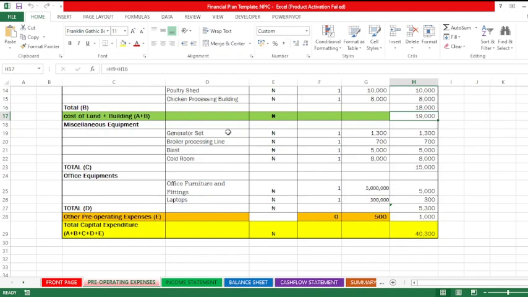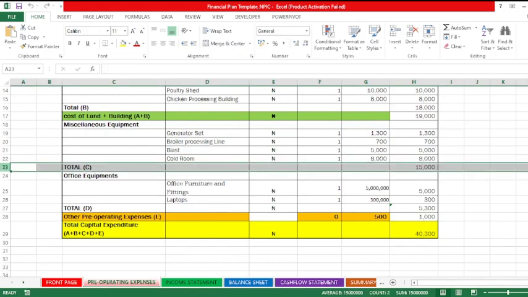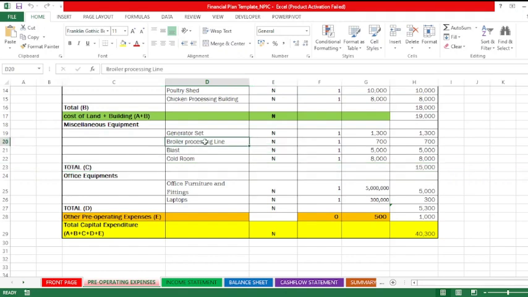It's editable, so just put in your figures. You can add yours, if you are good at using Excel. You can easily add, you can insert whatever. This particular one is tailored around someone who is going into broiler processing or a chicken processing plant. So this person has a broiler processing line that he is going to buy for 7 million, for instance, or 700,000, for instance. So you can see all that. At the end of the day, your total capital expenditure is going to be this, about 40,300,000 naira. Did you get it now?